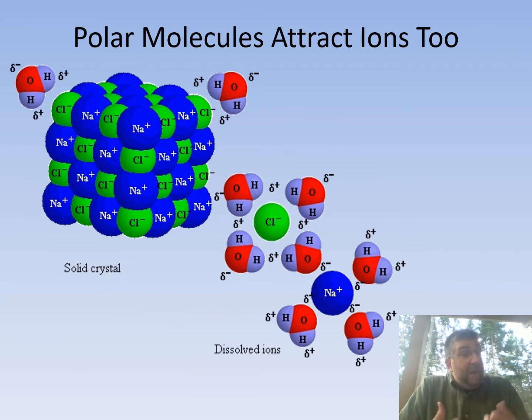Polar molecules, because they have these partial charges, are also attracted to ions who have full positive and negative charges. And so what will happen is if you take an ionic substance like sodium chloride, salt, and drop it into water, the water molecules come in and start lining up positive to negative. So for instance, you're going to see here that this chlorine ion has all the hydrogens facing it because they have partial positive charges. This sodium ion has all the negative oxygens facing it. And so the water molecules come in and start lining up all around the sodium and chlorine ions.